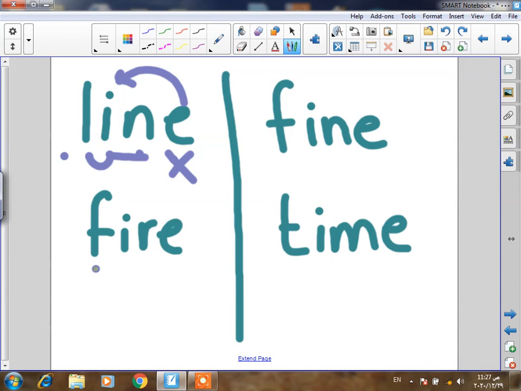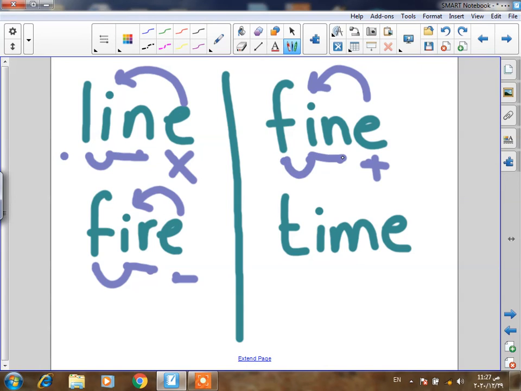What sound is this? E. What sound is this? R. E. Magic e. We write it and we don't say. E jumped on e. E said oi. Fire. What sound is this? F. What sound is this? E. What sound is this? N. E. Magic e. E jumped on e. E said oi. Fine. Last one.